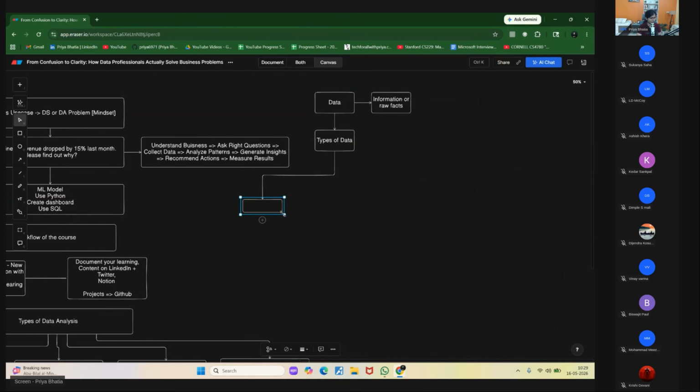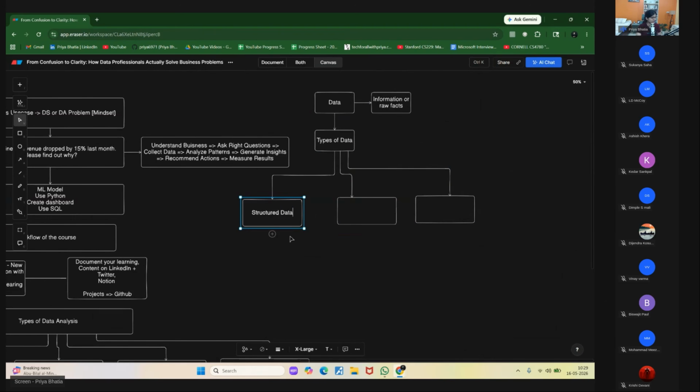Anyone can guess what are the different types of data that we will be having? In practical real time in industries, how many different types of data will we be having? The very first type is what we call structured data.